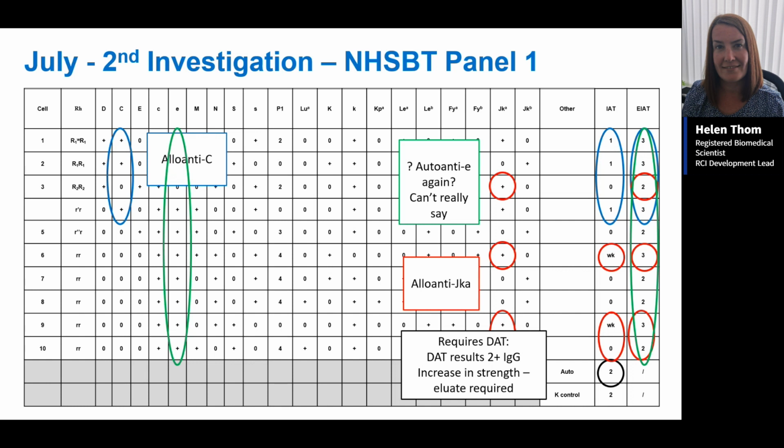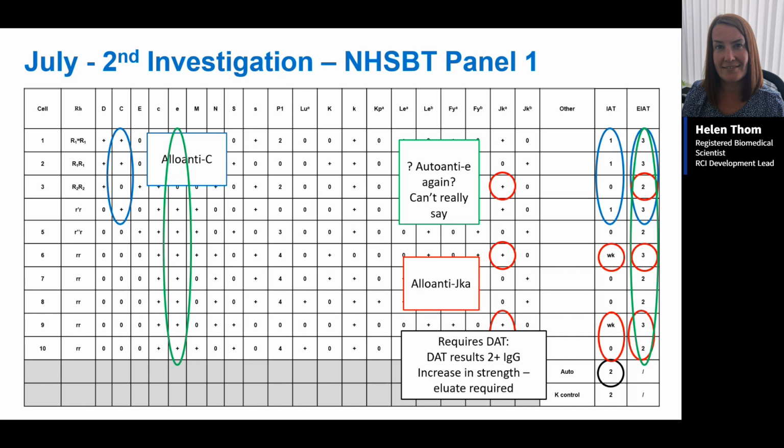It's a similar picture. We've got the allo-anti-big C. This time, you can see that the Jka, even though we've only got 2 really weak reactions by IAT, was enough to convince me that there was an anti-Jka there. So we went with it this time.